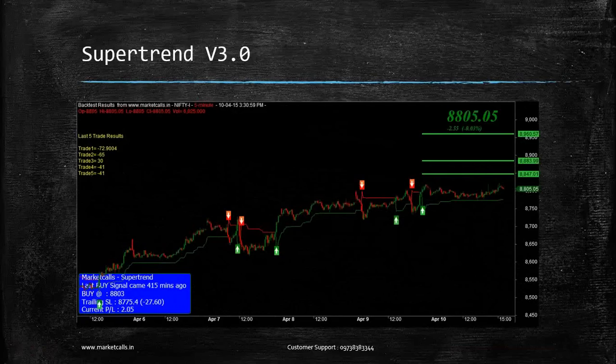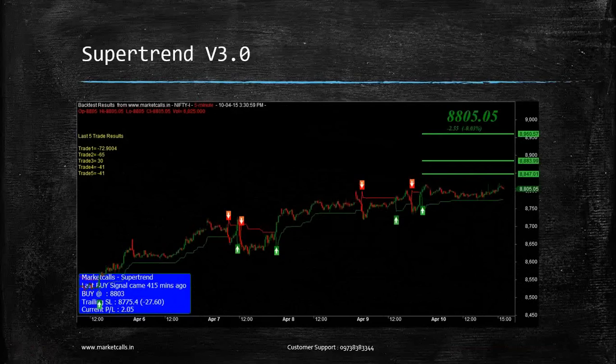Supertrend version 3.0 also has alerts. Whenever a buy or sell signal comes, you will get a pop-up alert and a sound alert. There is also a dashboard which tracks when the last signal came, what the current trailing stop loss is, and what the profit or loss is for the particular signal. The dashboard tracks the profit and loss from arrow to arrow. And there is also a last 5 trade results panel, so you can go through that.